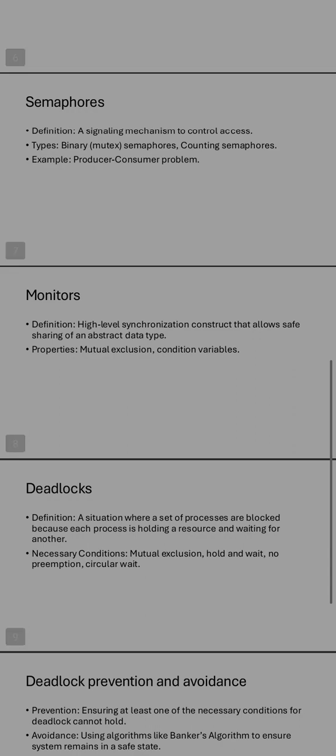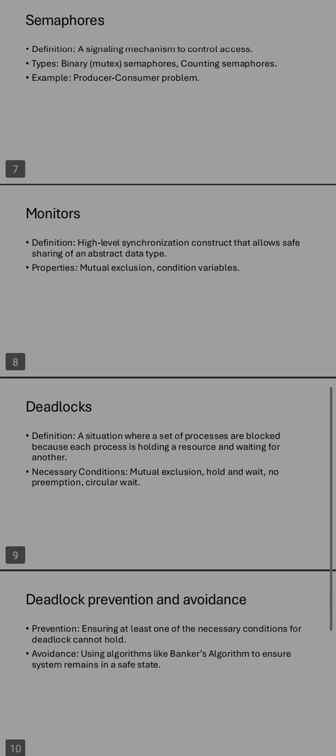Monitors. The monitor's definition is a high level synchronization construct that allows safe sharing of an abstract data type. When there is abstract data, it should always be private and hidden from the public users. Only the authorized users should be using it. So the high level synchronization allows the safe sharing of the abstract data. The properties are mutual exclusion and condition variables.